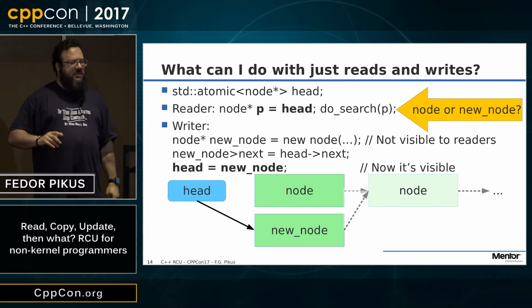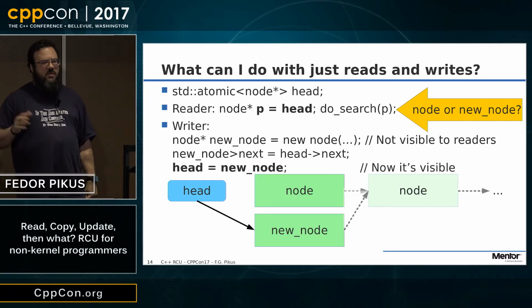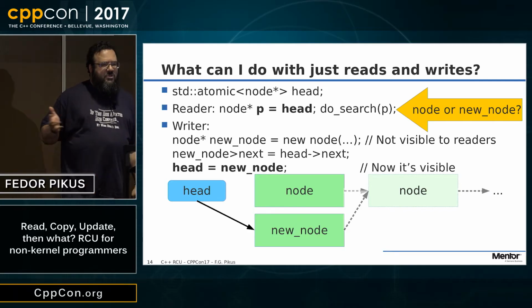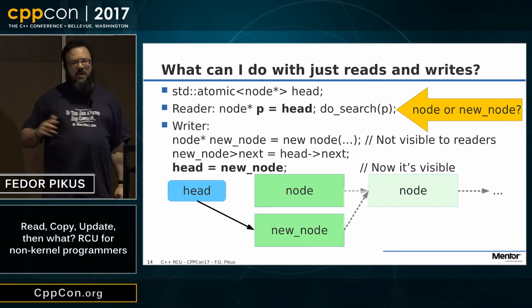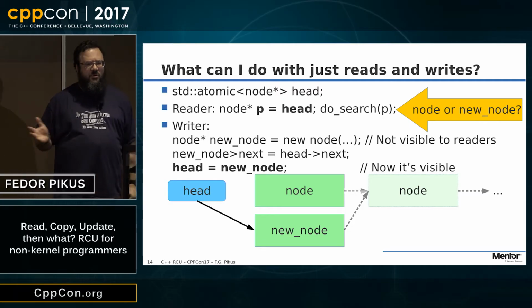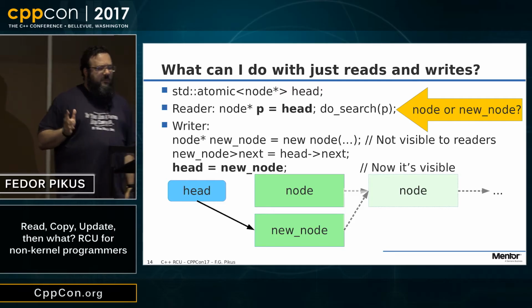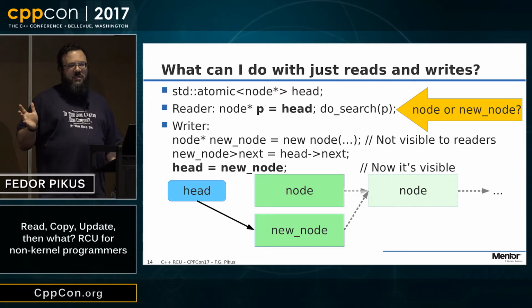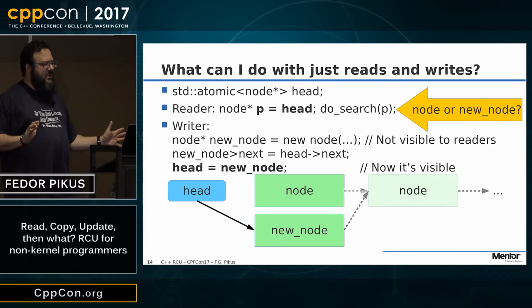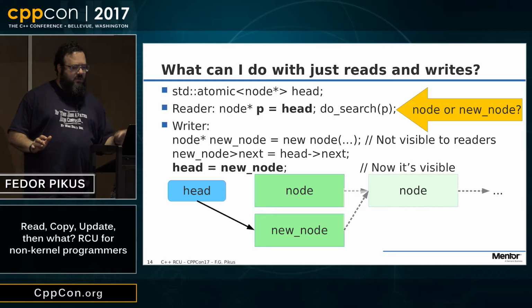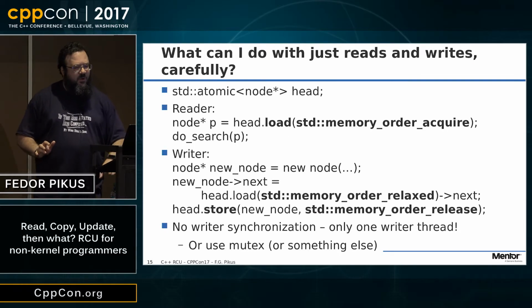Well, the readers, as they search, will either see the old value or the new value of the node, which is normal for concurrent data structures. You kind of see the past and the future all at once. That's not unusual, but there are no race conditions in here. This is a well-defined program. There is no undefined behavior here, and all I had to do was atomic read and atomic write. Well, I didn't quite do it carefully enough.